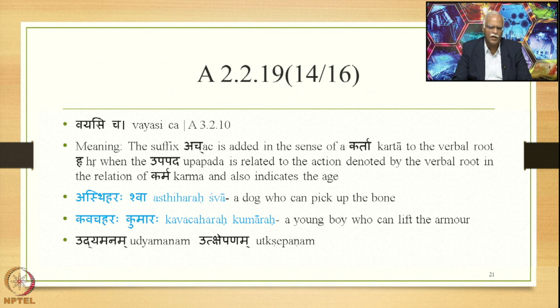So now, after applying the rules in order to derive the finally derived compound output, we get the examples asthi haraha shwa and kavacha haraha kumaraha. Asthihara and kavachahara, being the compound outputs, indicate the age of the person or the animal. So asthihara refers to that stage in the life of a dog where he or she is able to pick up the bone. And the stage of the development of a kumara is indicated by the action when the kumara is able to pick up the guard, the protection. So kavacha haraha kumaraha and asthi haraha shwa. Vayas, the age, is indicated by the compound as a whole.